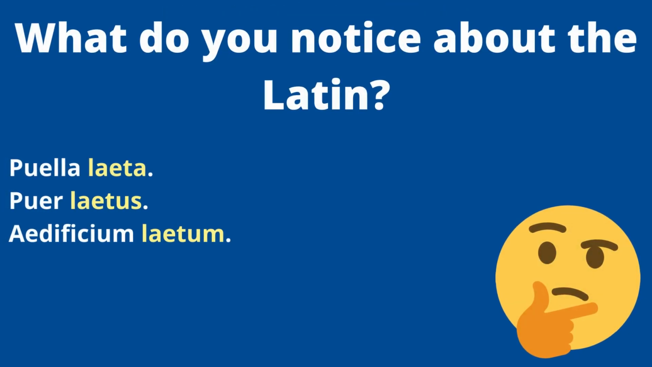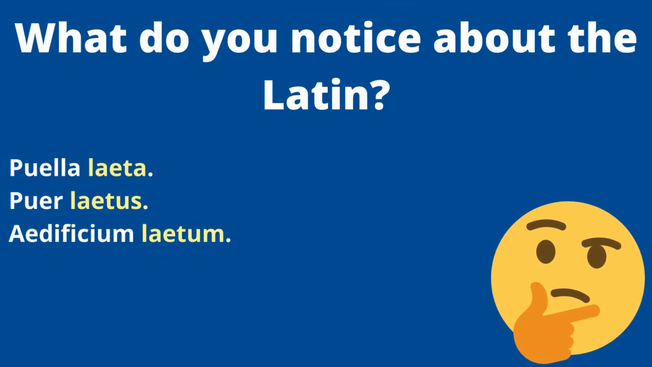But now let's take a look at Latin. What do you notice about these Latin sentences? Well, we have puella laeta, which means the happy girl, puer laetus, which means the happy boy, and aedificium laetum, which means the happy building. But look at the adjective here. We have laeta, laetus, and laetum. We've changed the ending depending on what we're describing. They all mean happy. Laeta, laetus, and laetum all mean the exact same thing.